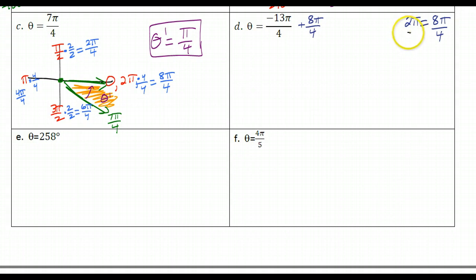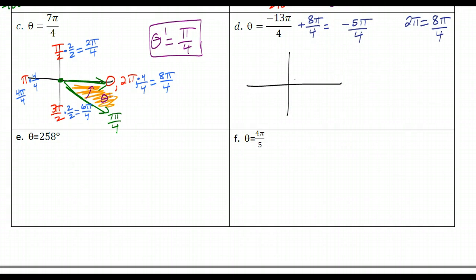That's like me finding a coterminal angle from section 13.2. Negative 13 pi plus 8 pi is negative 5 pi over 4. That's just going to be easier to graph than negative 13 pi over 4. I will get the same answer. So I'm going to graph negative 5 pi over 4.